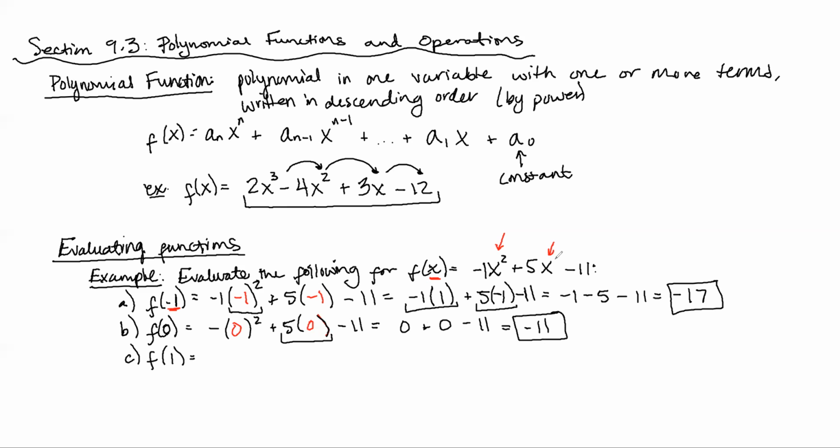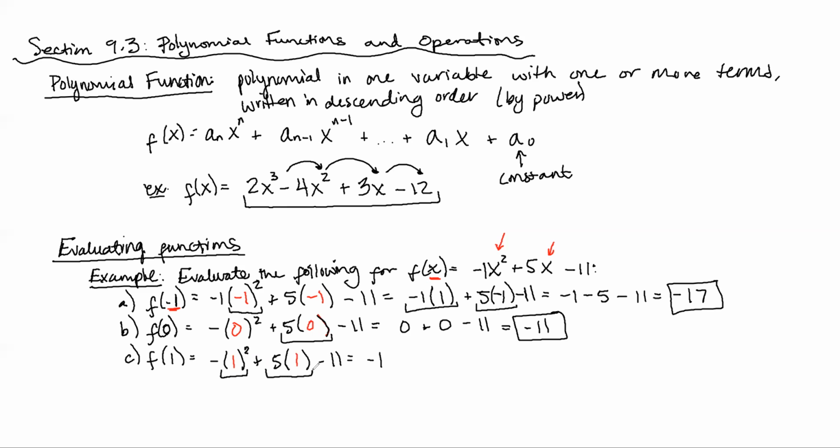Now let's go ahead and try the same thing for 1. So again, I'll leave the negative in front, and then we're plugging in 1. So we have a 1 squared plus 5 times 1 minus 11. Now, if we go ahead and evaluate the exponents, 1 squared is 1, and then we have the negative out in front. So that first term is a -1.